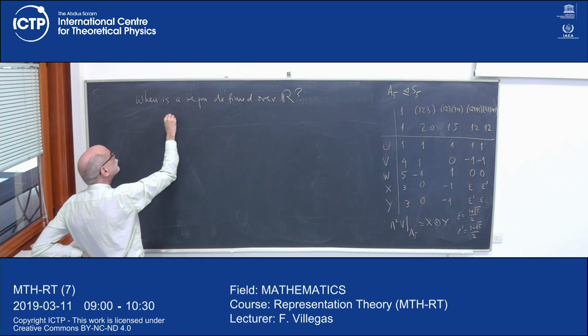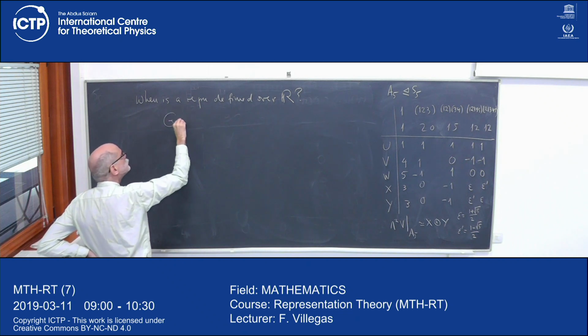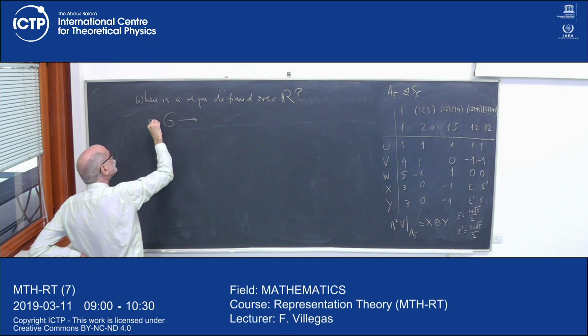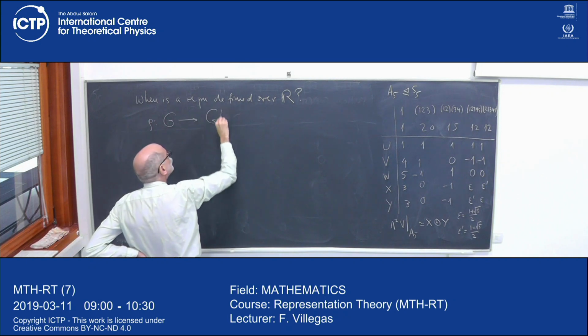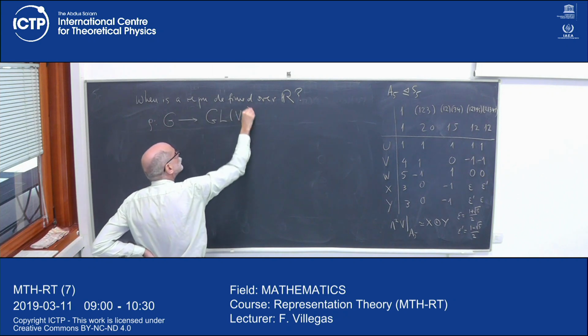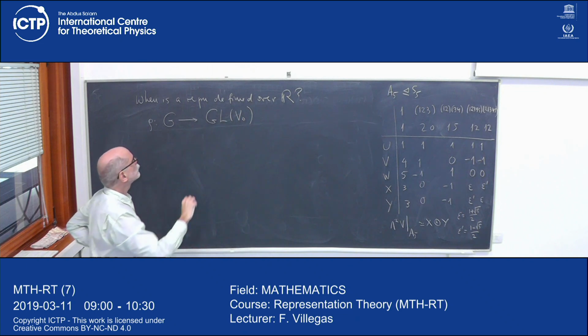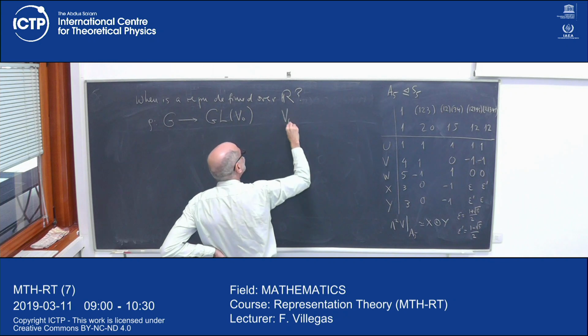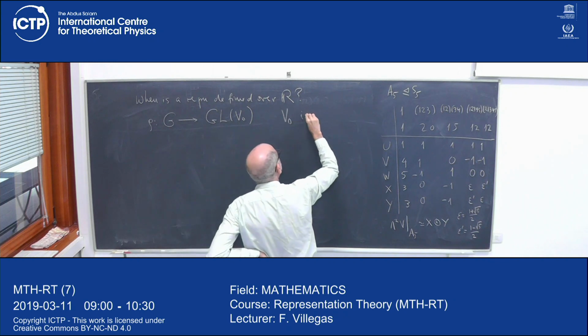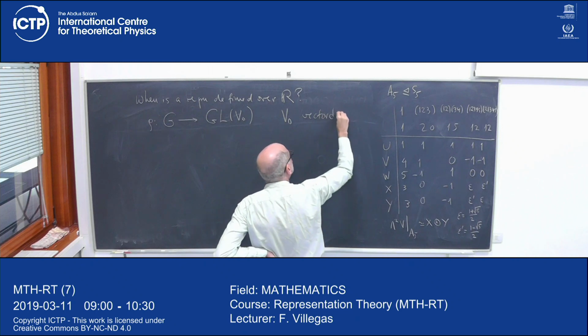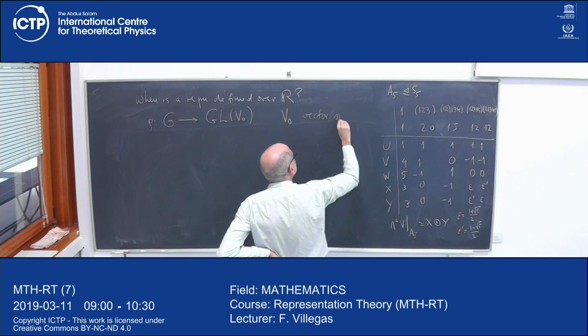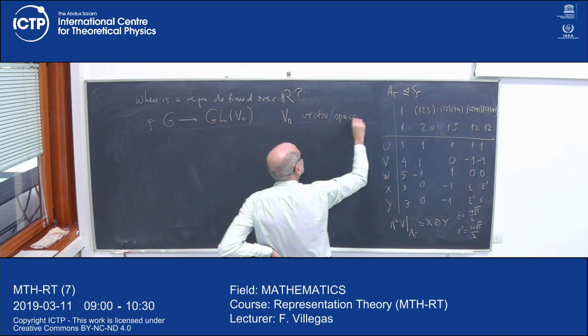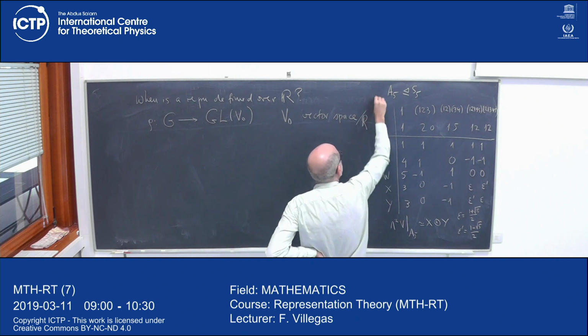So by that I mean that we have a group G and we have a homomorphism from G to GL of V0, and V0 is a vector space of finite dimension over the real numbers.